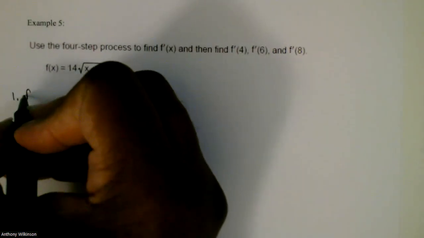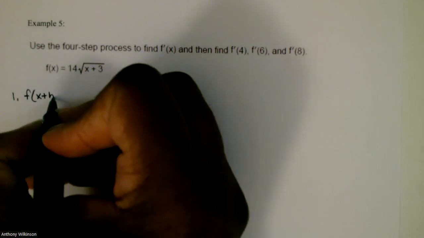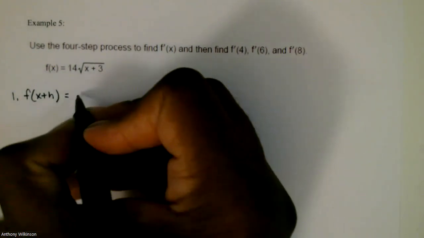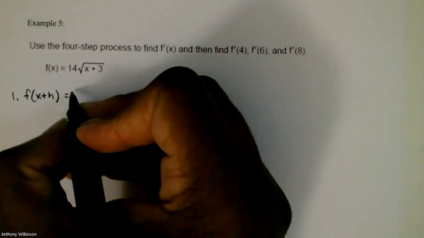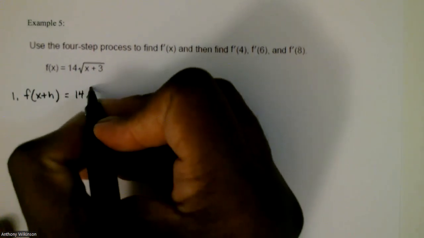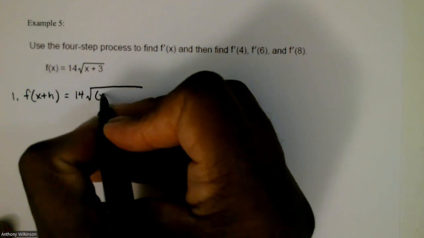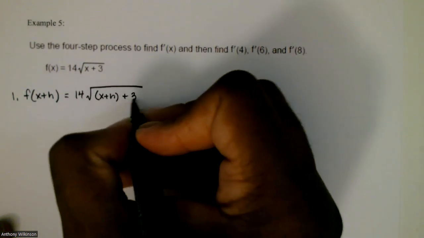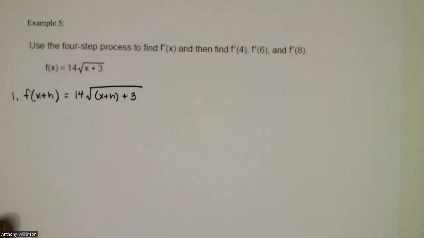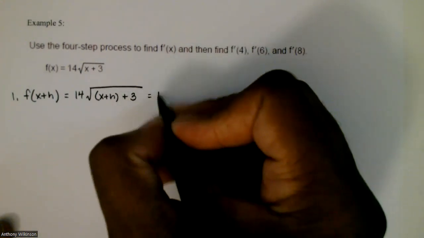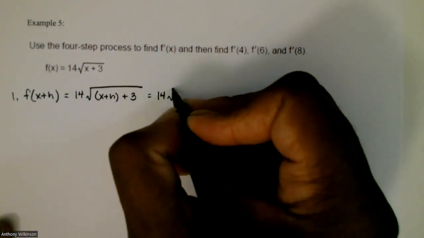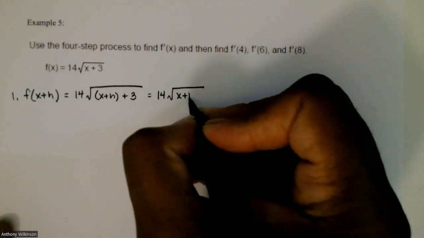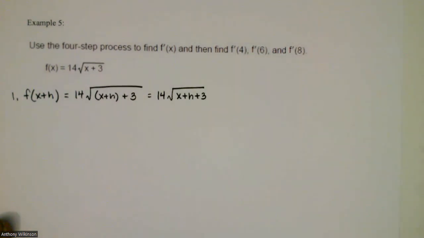So step number 1 is to evaluate f of x plus h. So here we just replace that x there with the x plus h. So it'll be 14 times the square root of, that x will be replaced with x plus h, and then plus 3. Now, if you want to, you can write this without the parentheses. So it'll be 14 square root of x plus h plus 3. All right, so that's step number 1.